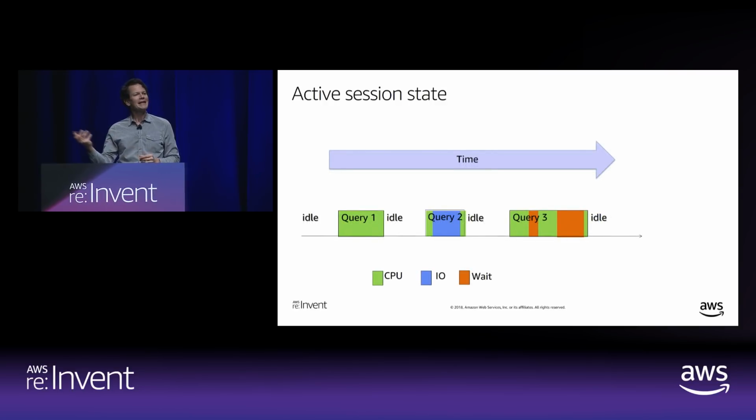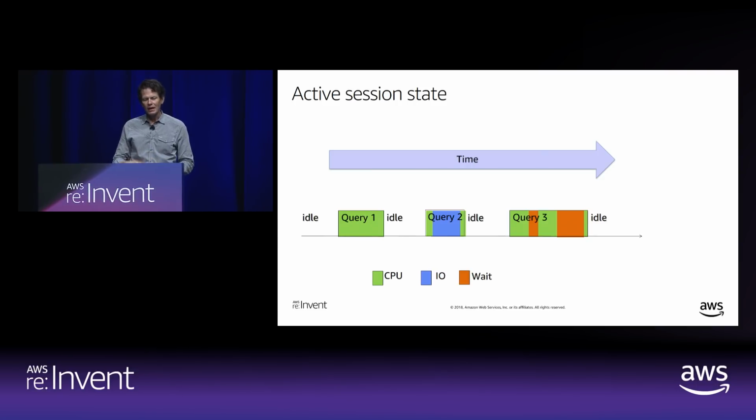What change am I going to make? I'm going to color code the type of activity. So here I have green representing CPU time, blue representing waiting for I/O, and orange representing waiting for some wait. So wait could be I'm waiting for a lock, I could be waiting for access to a buffer, waiting for access to a cache.